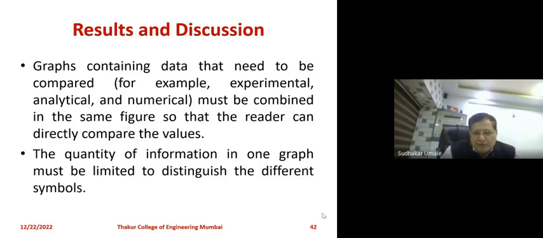The quantity of information in one graph must be limited so the different symbols can be distinguished. When you are using different experimental graphs in one graph, you have to use a different symbol for each experiment: square, rectangle, triangle, and so on. Otherwise, it is very confusing.